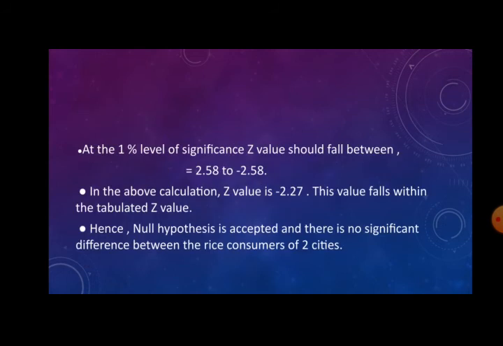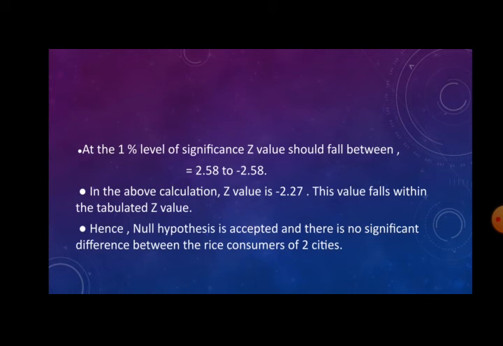At the 1% level of significance, the Z value should fall between 2.58 and minus 2.58. In the above calculation, the Z value is minus 2.27. This value falls within the tabulated Z value. Hence, the null hypothesis is accepted and there is no significant difference between the rice consumers of two cities.